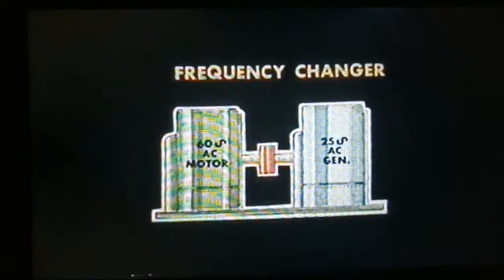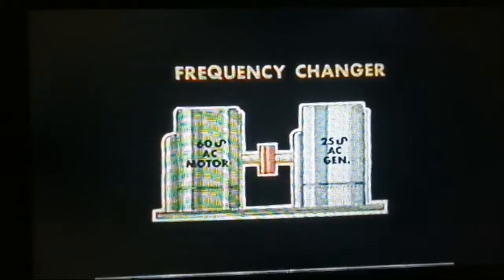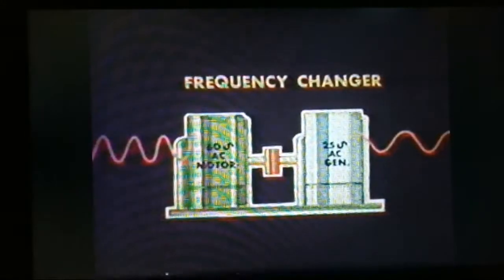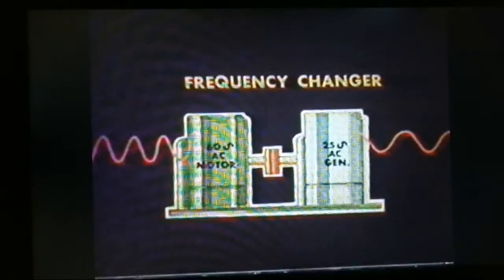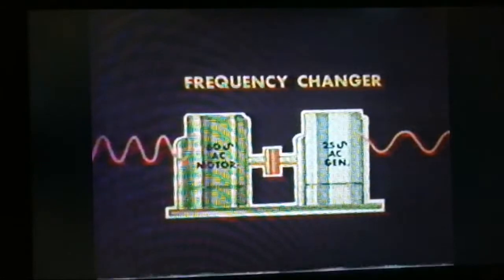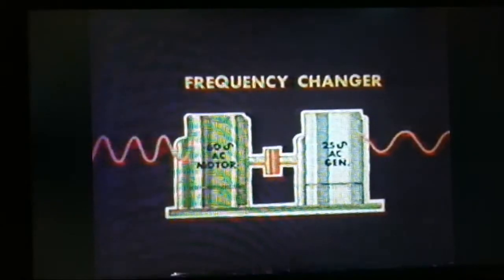One device for obtaining different frequencies is the frequency changer. Two units are coupled so they rotate at the same speed. One acts as a motor, turning electrical power into mechanical power or rotary motion. The rotating energy in turn is changed by a generator into electrical power of a different frequency, or direct current. This type of system is often called a motor generator set, or an MG set.